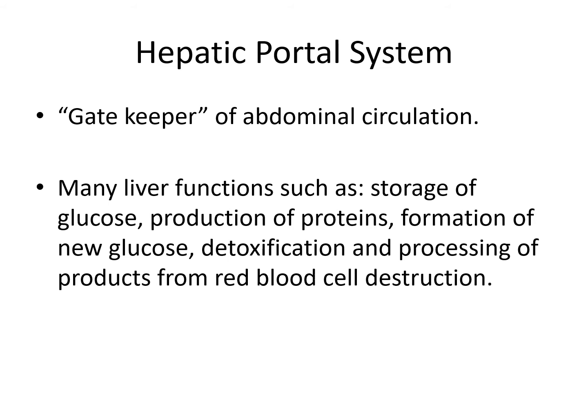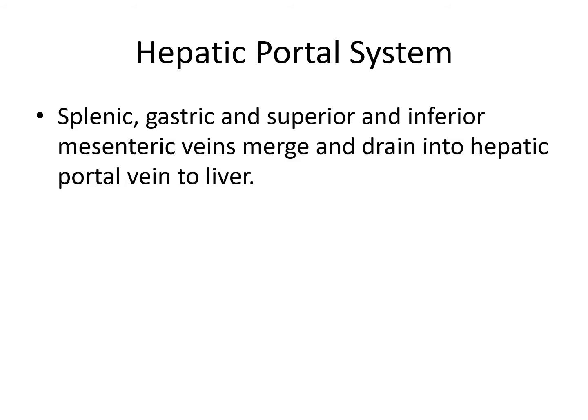And this is important because the liver has many functions, which we'll talk about a little bit later in a different lecture. But for now, some examples of its functions are the storage of glucose, the production of proteins, formation of new glucose, detoxification, and processing of products from the red blood cell destruction. And so, briefly, the hepatic portal system includes vessels such as the splenic, gastric, and superior and inferior mesenteric veins that merge and drain into the hepatic portal vein to the liver. So notice these are all veins.